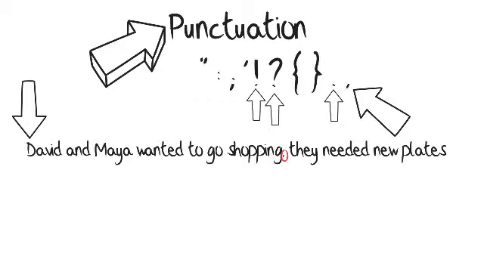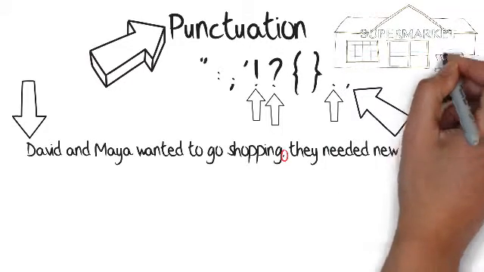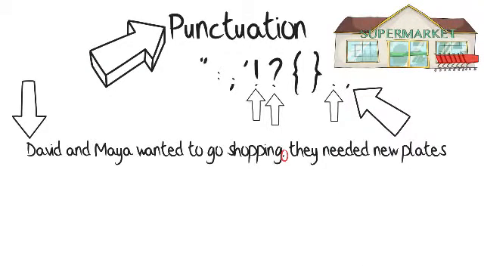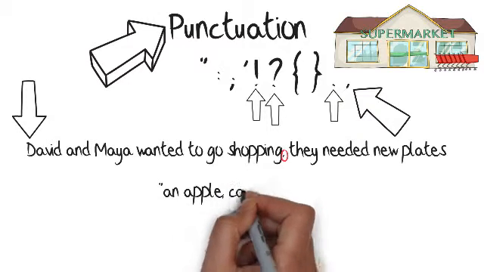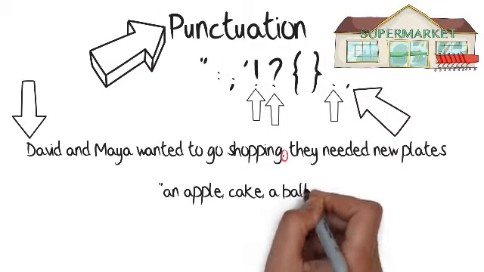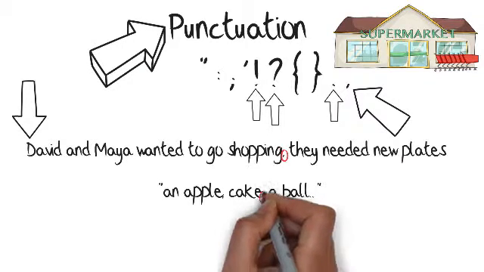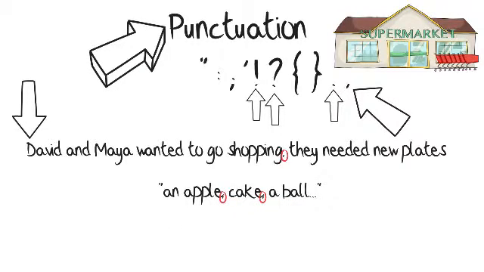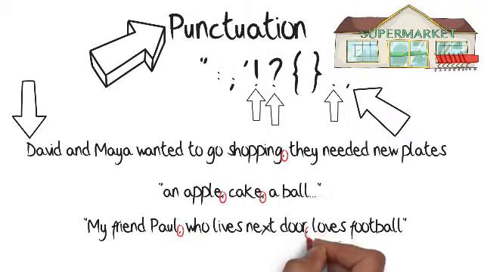They can be used to separate long sentences to make them clear and easier to read, like, "David and Maya wanted to go shopping. They needed new plates." They are also used to break up items in a list, like going to the shop and buying an apple, cake, a ball. A pair of commas can be used to add extra information to the middle of a sentence, just like this. "My friend Paul, who lives next door, loves football."